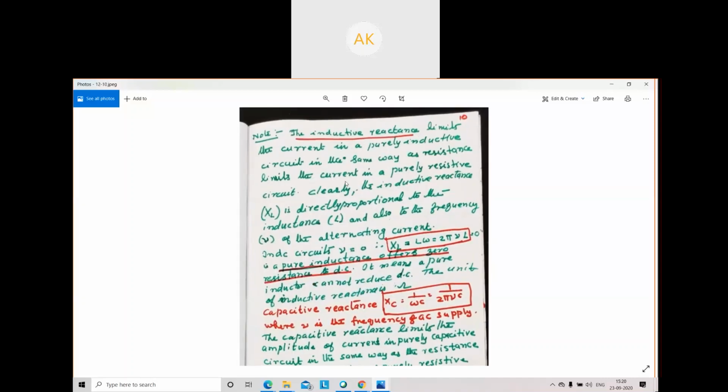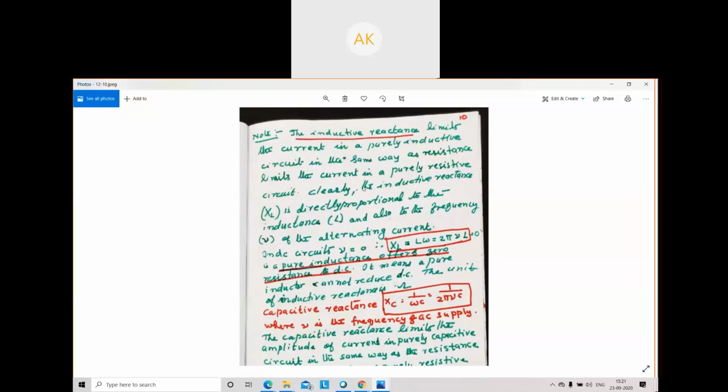And you can see a note here. The inductive reactance limits the current in a purely inductive circuit in the same way as resistance limits the current in a purely resistive circuit. So inductive reactance is the opposition, I told you now, offered by the inductor to AC. So it also decreases AC current. You can use a resistor, inductor or capacitor to reduce AC current. So inductive reactance limits the current in a purely inductive circuit in the same way as resistance limits the current in a purely resistive circuit.